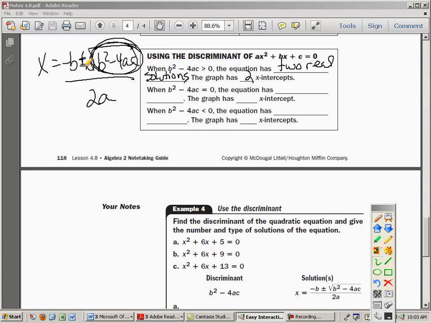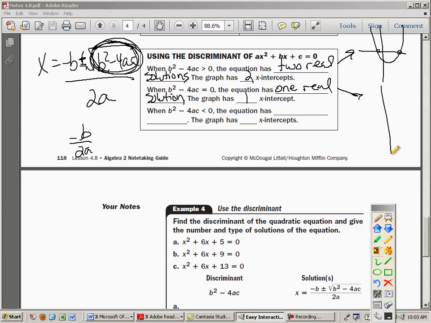What if that b squared minus 4ac is equal to 0? Well, if this whole business is equal to 0, then I get one solution, negative b over 2a. Right? Because whether I add or subtract the square root of 0, I basically get the same thing. This one has one real solution. And so the graph has one x-intercept. As a visual, this one is going to look something like this. Just touch it and go away.